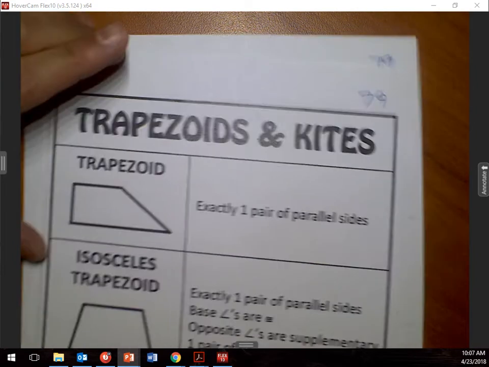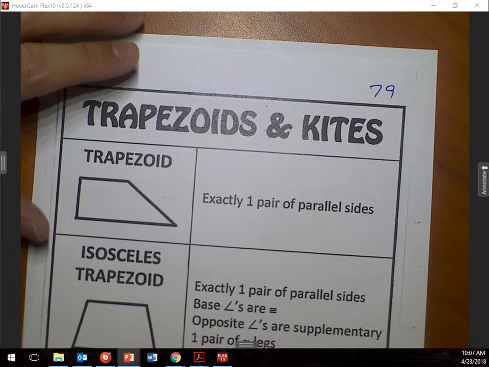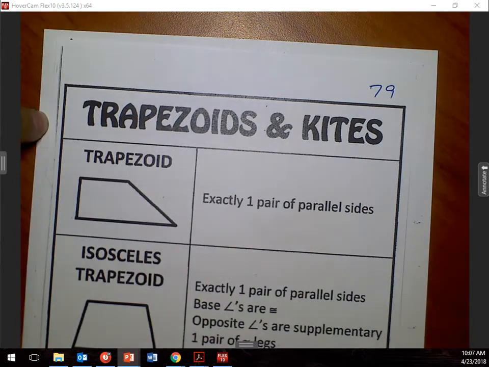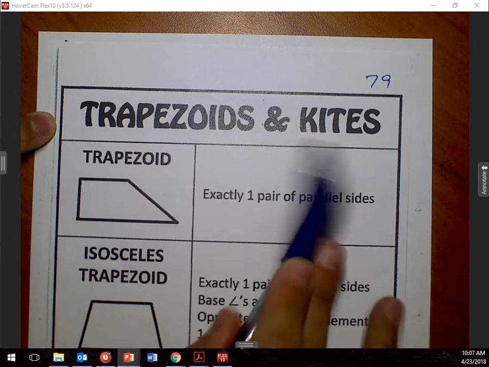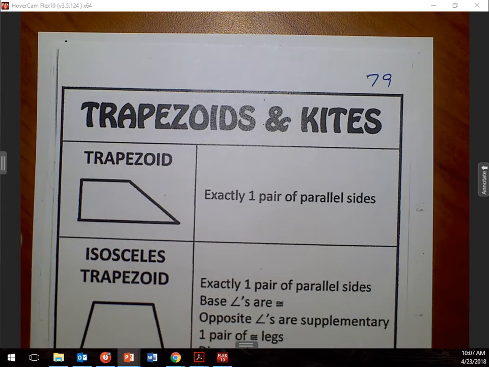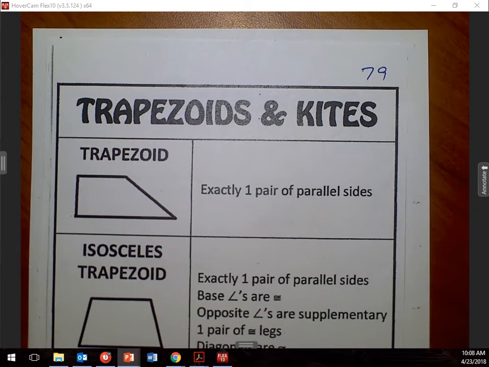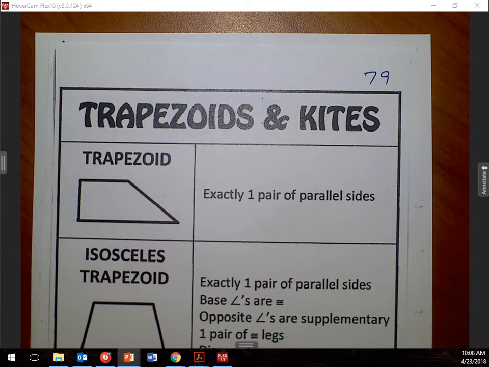All right, today. Now, title of this lesson. This is actually going to go to your table of contents. Trapezoids and kites. Trapezoids and kites. Okay. Now, this should be page 79 in our notebook, and today's date is the 23rd. 4/23.